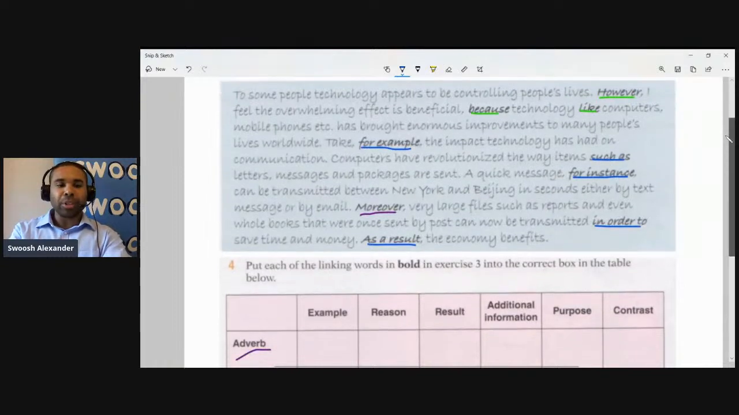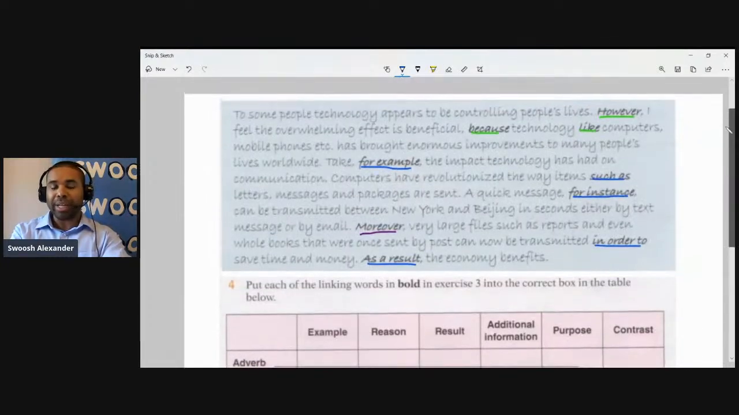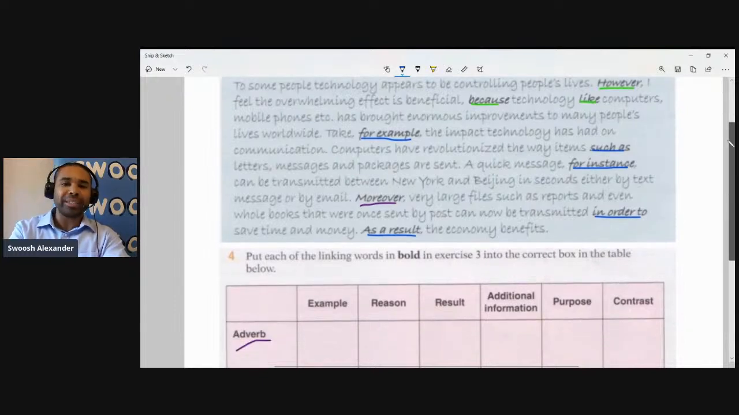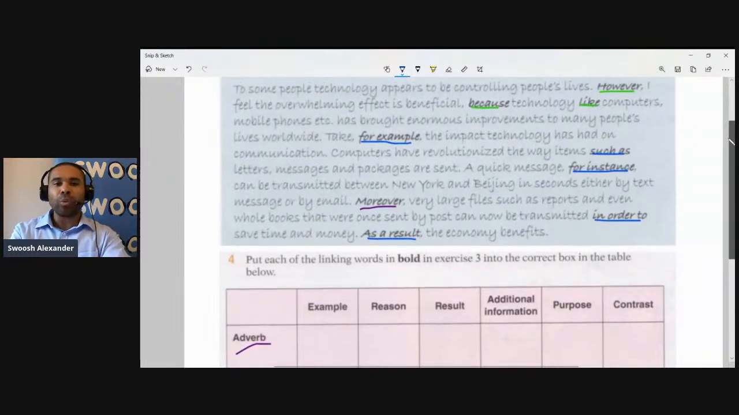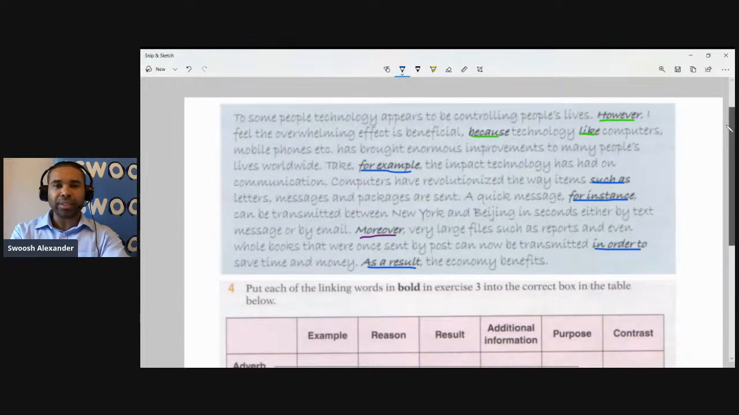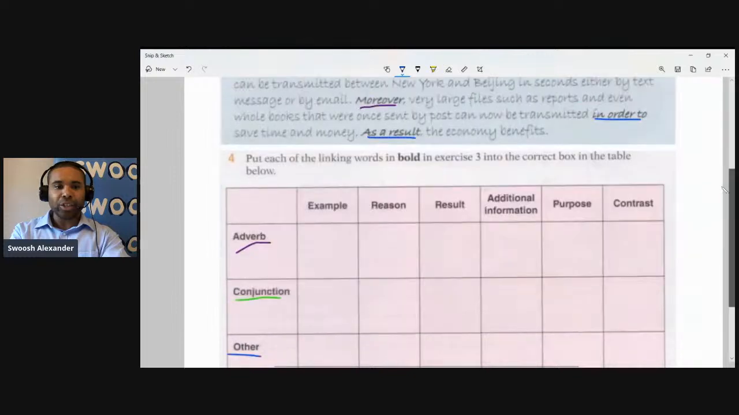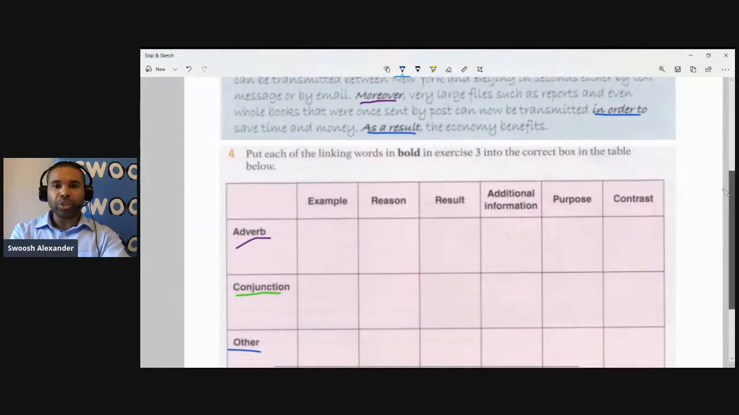Okay, so as I said, the most important thing then is not so much the grammar. Obviously we need to use it correctly grammatically, but we don't necessarily need to know, is this an adverb, is this a conjunction? What we do need to be able to do is to use these words and phrases in the correct context. So, however, then, is a conjunction which we use to do what? Any suggestions?